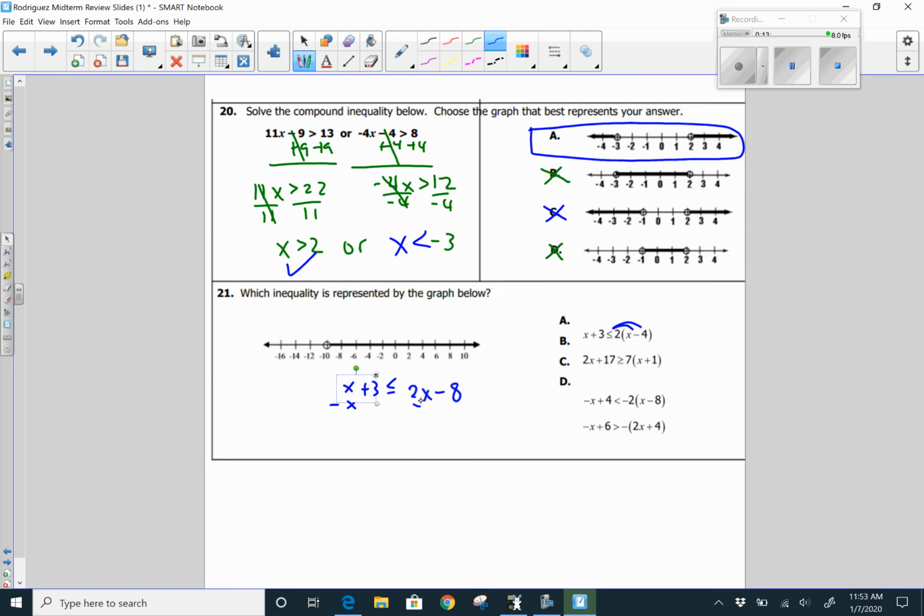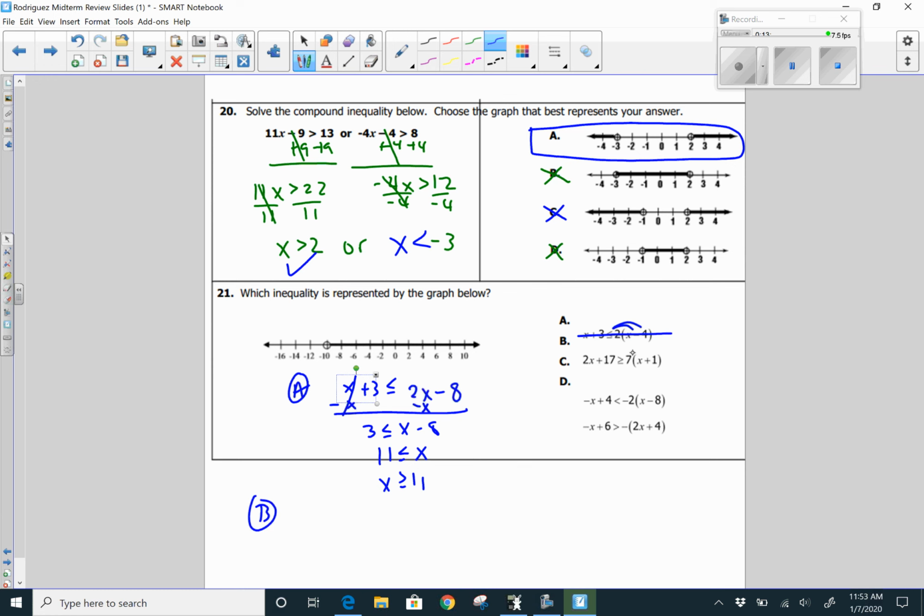Subtract x from both sides. So this cancels out. 3 is less than or equal to 2x minus 1x is x minus 8. Add 8 to both sides. I get 11 is less than or equal to x. Reading it from right to left, x is greater than or equal to 11. Is that what that says? No. So that is out. Do you see why I wanted to try to avoid this? But I shall not. Okay, so right now I just tested A. A did not work. Let's test B.